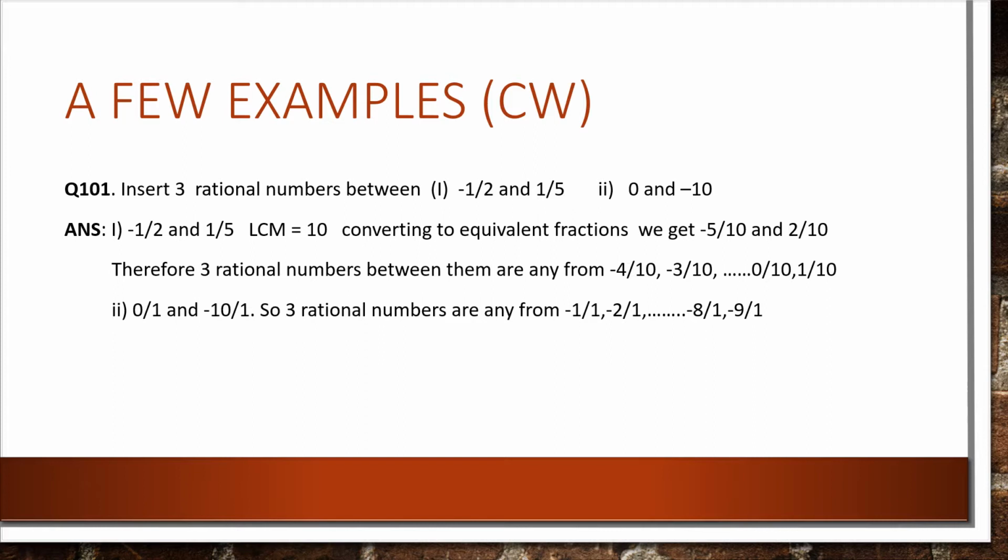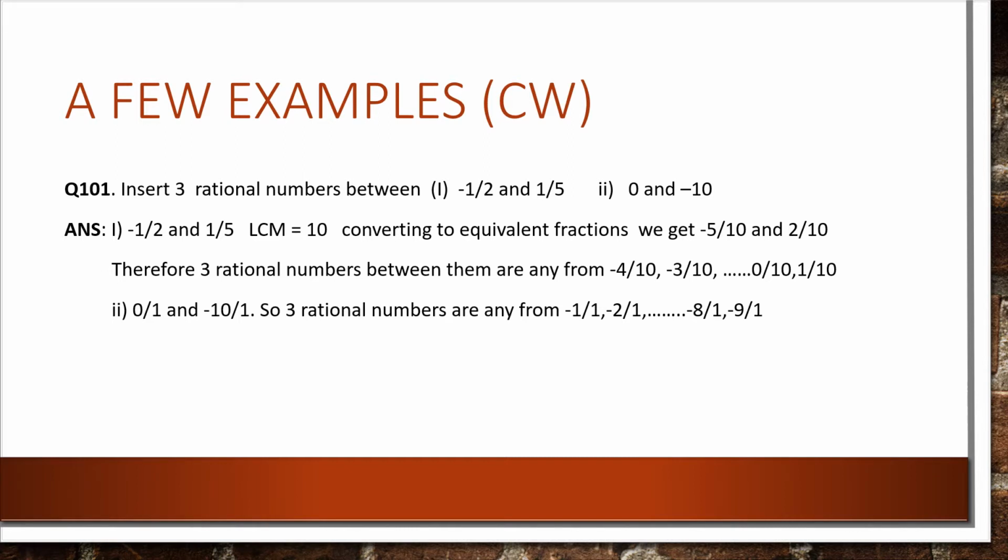It's question number 101 from your book Exemplar. It says, insert three rational numbers between -1/2 and 1/5. That's the first part, -1/2 and 1/5. Now listen to the rules, children. Since the denominators are different, we have to make it same. And what's the method? Yes, the LCM method. So the LCM of 2 and 5 is 10.